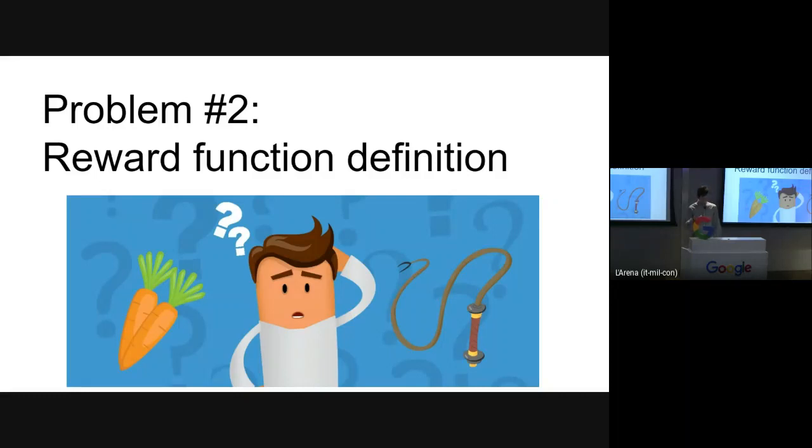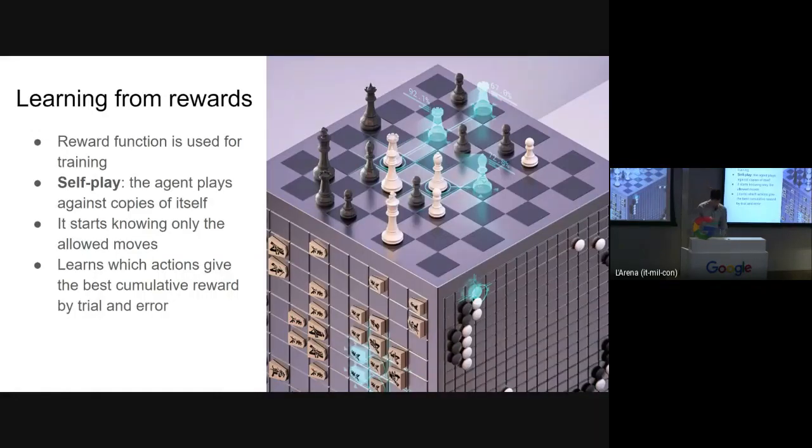And the agent's goal is to maximize its total. In a biological system, you can see it as an experience of pleasure or pain, for example. So the environment tells the agent how good or how bad was the previous action. And why do we need a reward function? We use it for training.